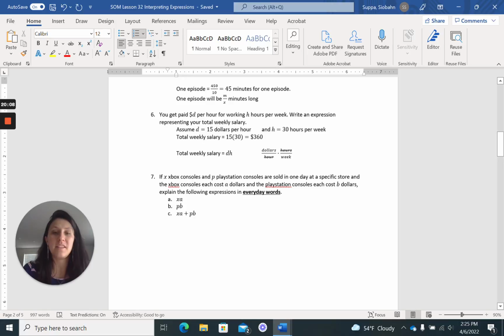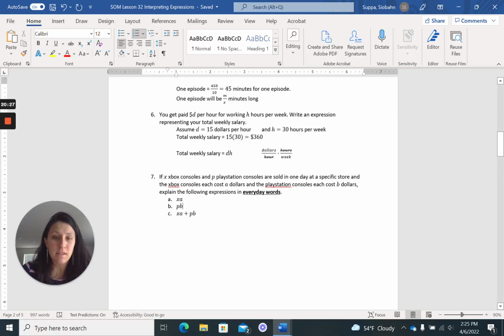Okay, so here's the last one. Again, this was just a bunch of different example problems so that you could get a feel for the strategy for interpreting expressions, but then you have to actually do a bunch of practice on your own interpreting expressions and writing expressions to help make this easier.